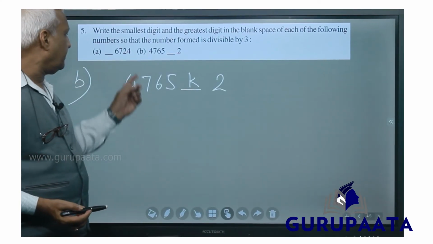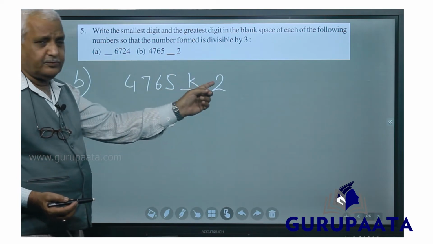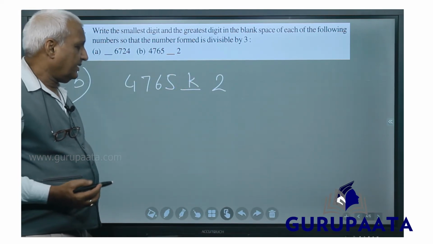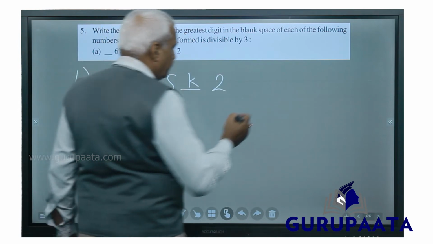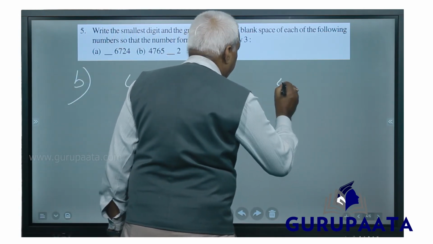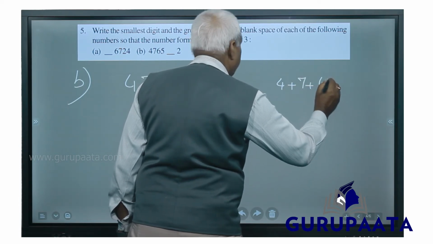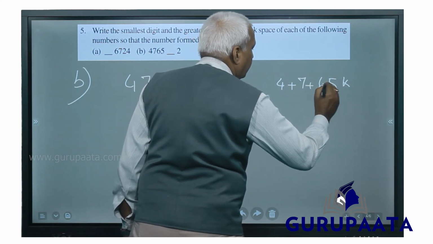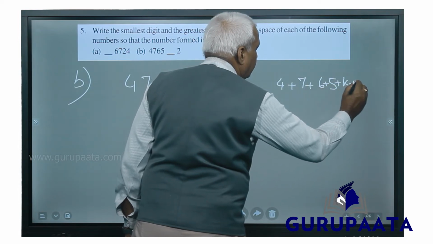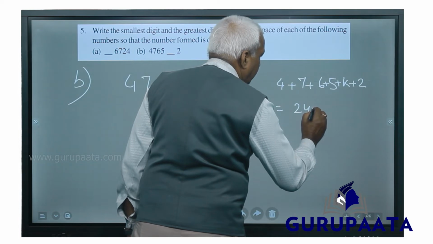So, next is question number B: 4765-2, we will fill K. Now, add these numbers: 4 plus 7 plus 6 plus 5 plus K plus 2, it is coming 24 plus K.